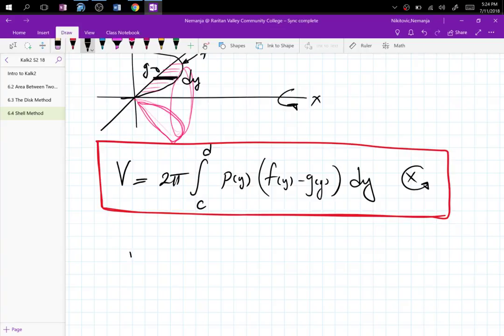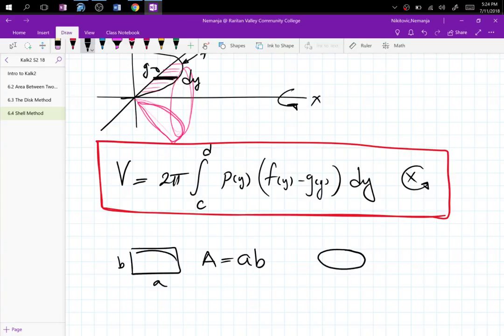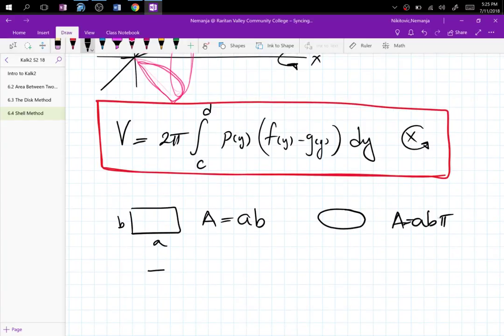If you have a rectangle, I'll erase this again. Area is A times B, because you have A and you have B. If you have an ellipse, which goes around, the area for that is AB pi. What does it do? It just makes it round. And now if you have a square, which is AA, your area is A squared.